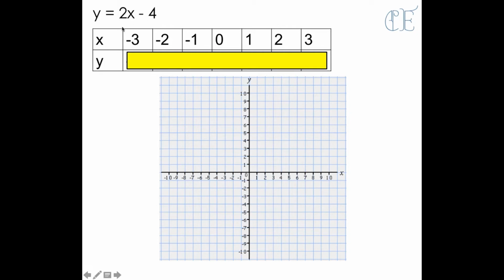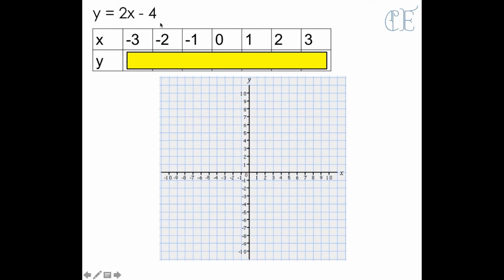We have y equals 2x minus 4. So let's just recap so that we can remember how to draw this graph, because we've already done straight line graphs and we know it's a straight line graph because x has got a value here, but it hasn't got any squared or cube numbers here.